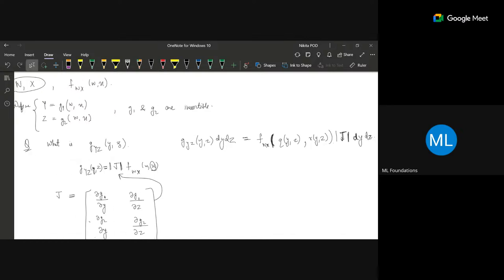Here, what is this q? This q is nothing but the inverse of g. This q inverse is nothing but g1. And this r is nothing but r inverse is g2.